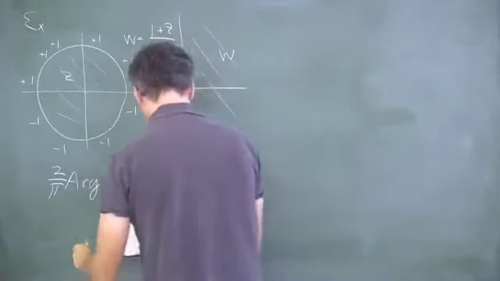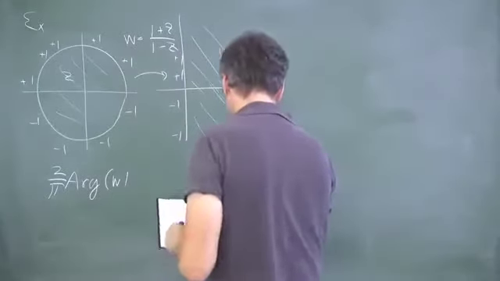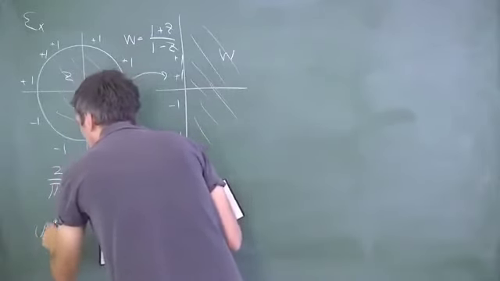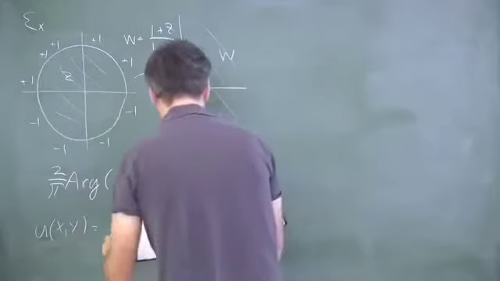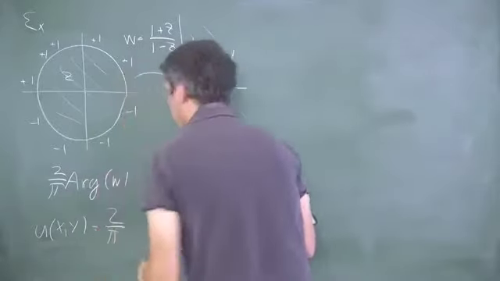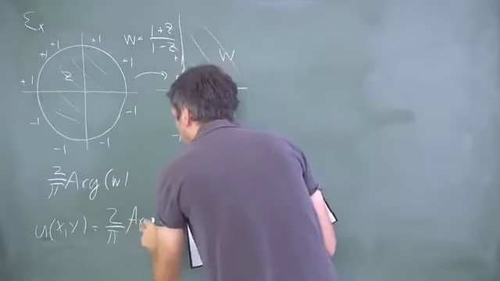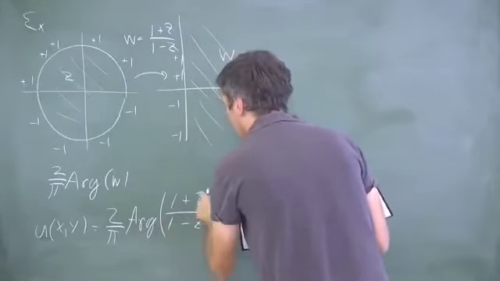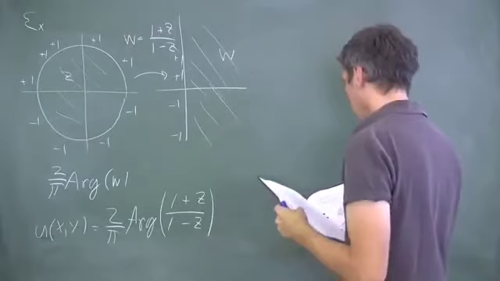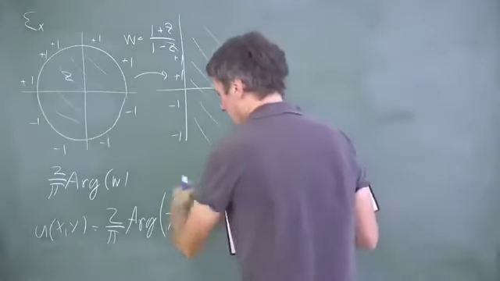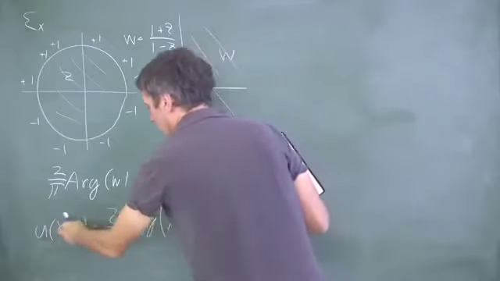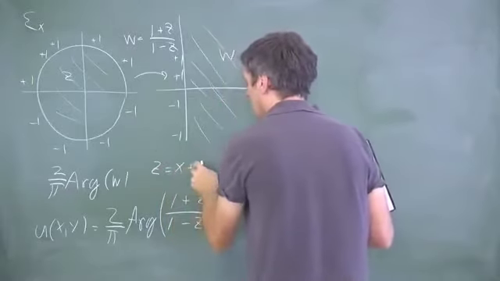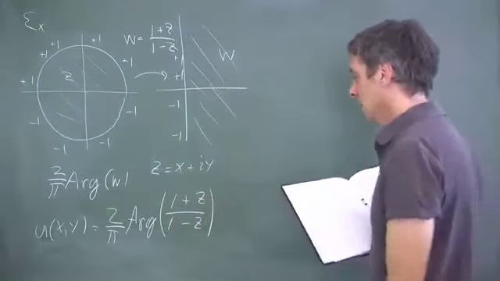So the function we get will be u of x and y equal to 2 over pi times the principal argument of (1 plus z) divided by (1 minus z). So this is analytic, this was harmonic, so the composition is harmonic then. And of course I've used the notation z is equal to x plus iy here.